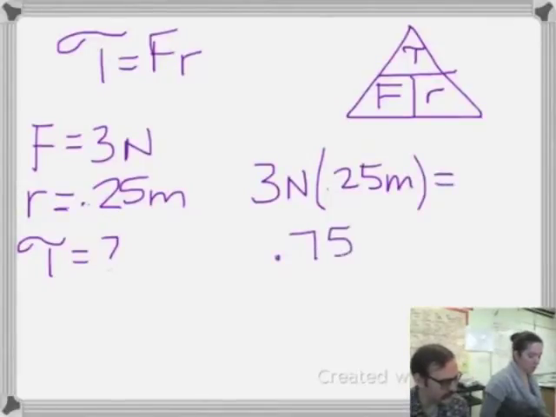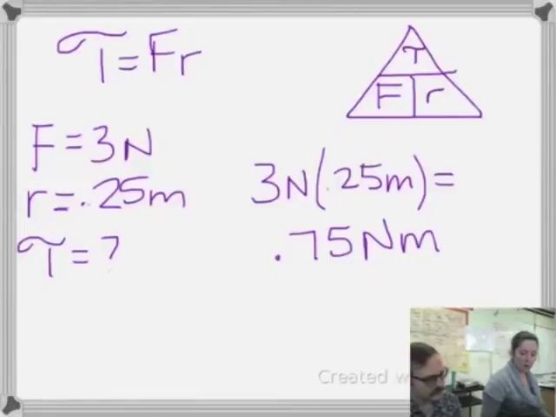0.75. What are our units for torque? Newton meters. We're multiplying here, keeping these numbers side by side to multiply, so you keep your units side by side in your answer. So it's the Newton meter. Now it says it's clockwise. If it's clockwise, we said that's going to be negative. So negative 0.75 Newton meters for torque.